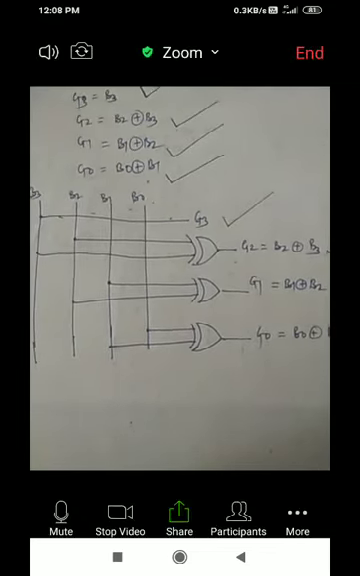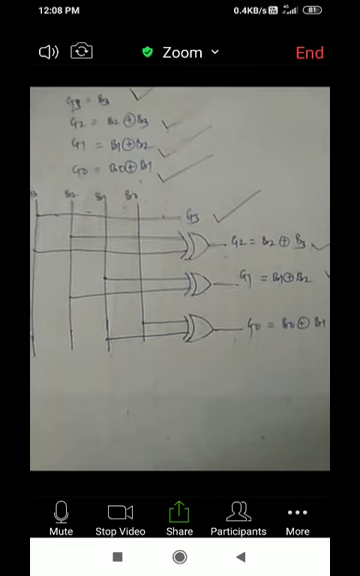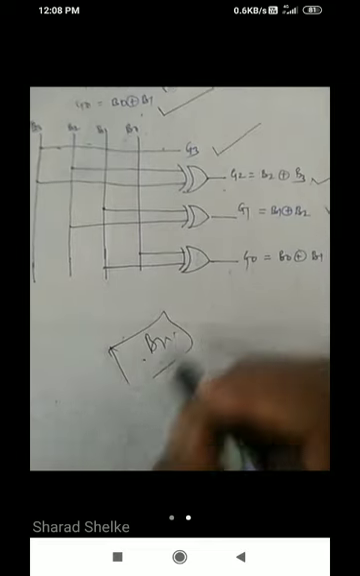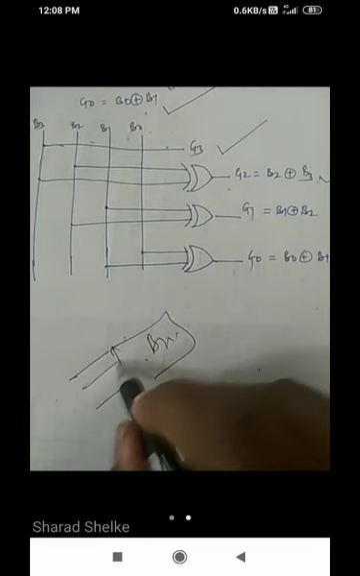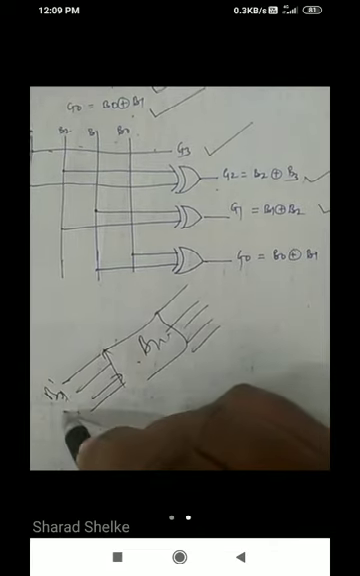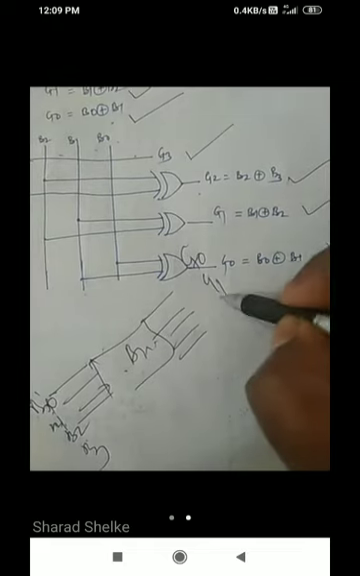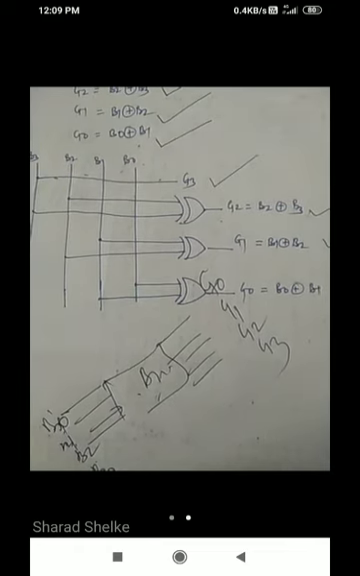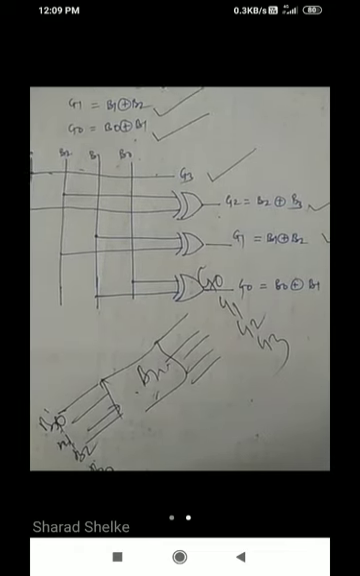In this way you can draw the binary to gray code converter. A question will be asked for 6 marks or 8 marks, because it is a lengthy question. You have to draw the block diagram. A simple block diagram of the binary to gray converter has 4 inputs, B0, B1, B2 and B3, and 4 outputs, G0, G1, G2 and G3. This is the simple block diagram. After that, the truth table, then the logic expression, and lastly the logic diagram.